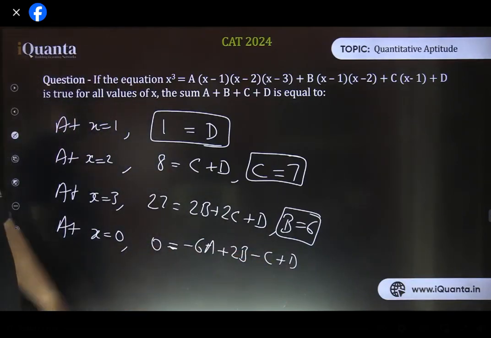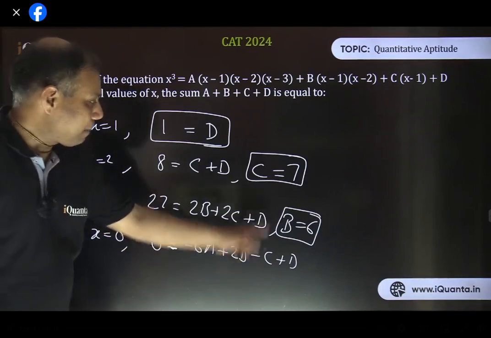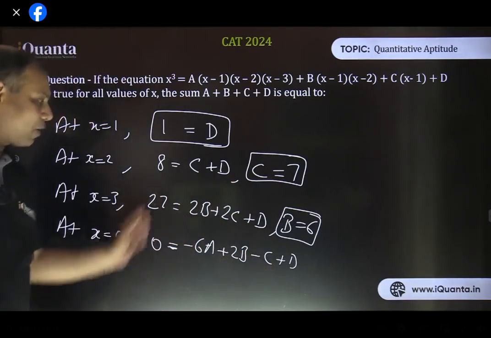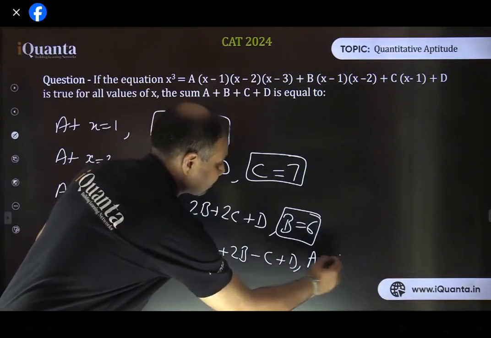So if I put the value of b as 6, that makes it 12. So 12 minus 7, that is 5. 5 plus 1, that is 6. So 6a equals 6, that means a equals 1.